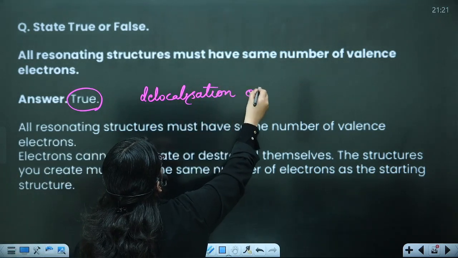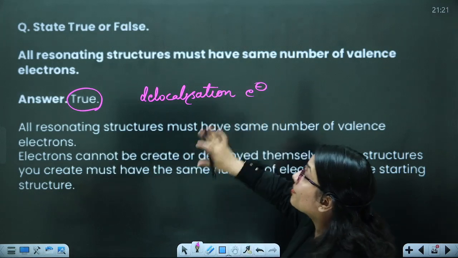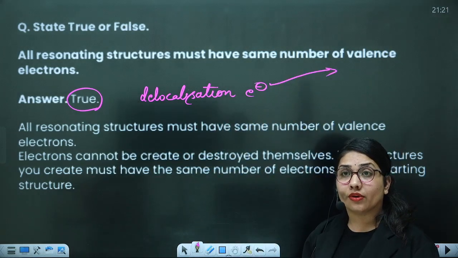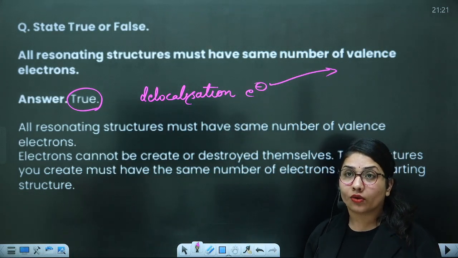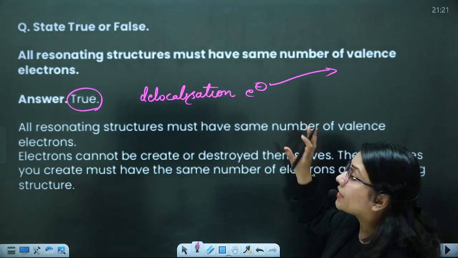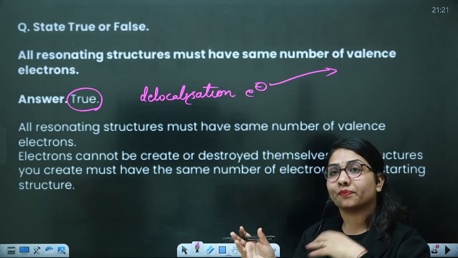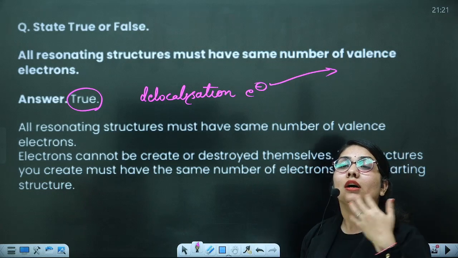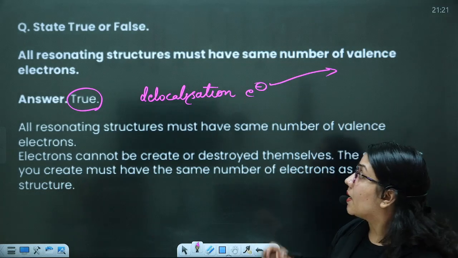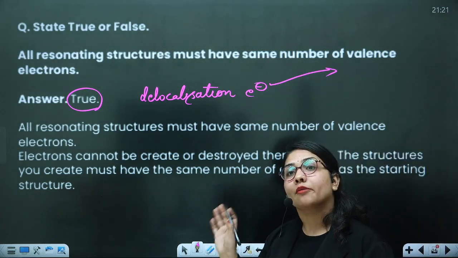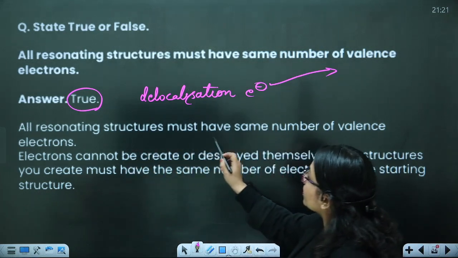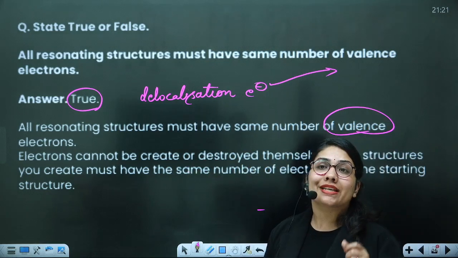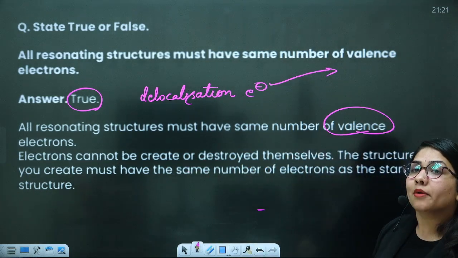delocalization of electrons, but it doesn't mean that electrons went somewhere outside the molecule or are not present there. It simply means the density of electrons is somewhere in one resonating structure, and in the other resonating structure it is somewhere else, but all the valence electrons are present. All resonating structures must have the same number of valence electrons because electrons cannot be created or destroyed by themselves.